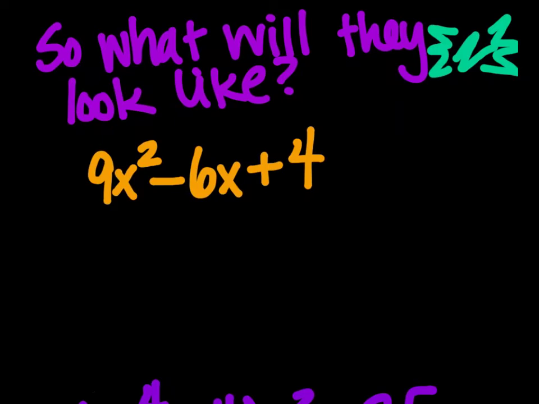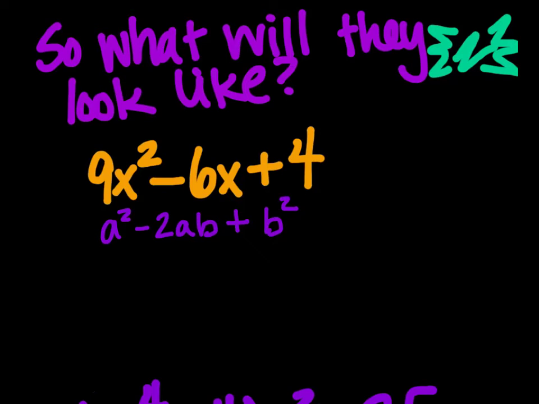What will this look like? We have 9x squared minus 6x plus 4. We can essentially say, oh, this looks like a squared minus 2ab plus b squared. I know that's a stretch. Go with me here, okay? Go on this journey. Here we go.